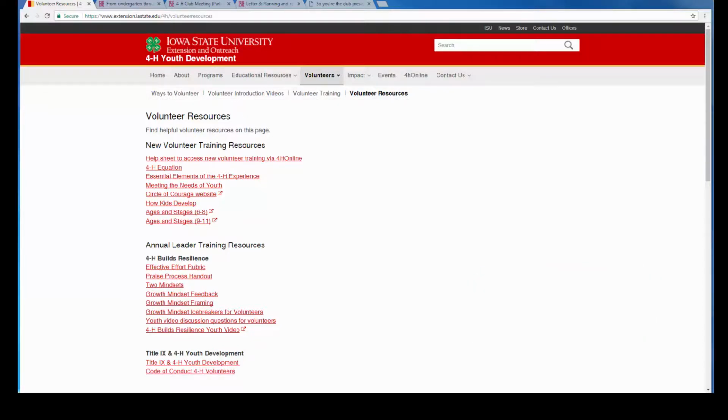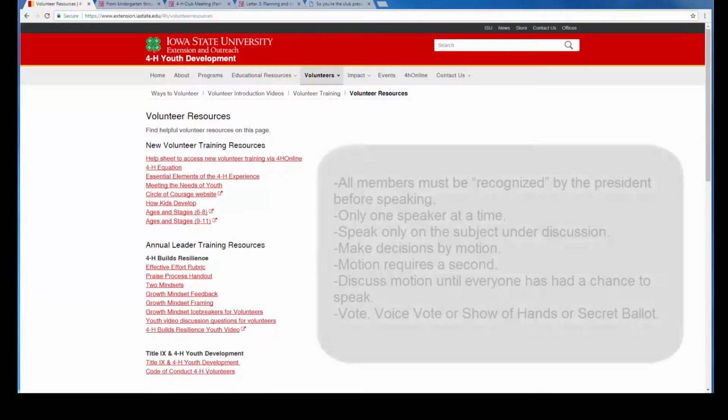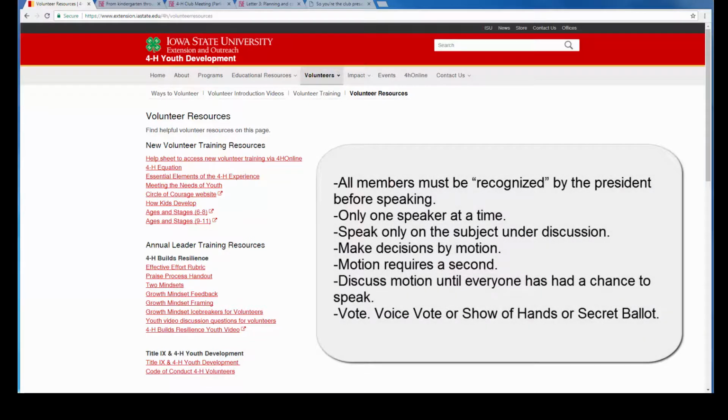Some things to remember in parliamentary procedure. All members must be recognized by the president before speaking. Only one speaker at a time. Speak only on the subject under discussion. Make decisions by motion. Motions require a second. Discuss motion until everyone has had a chance to speak, and then vote. Voice vote or show of hands or secret ballot.